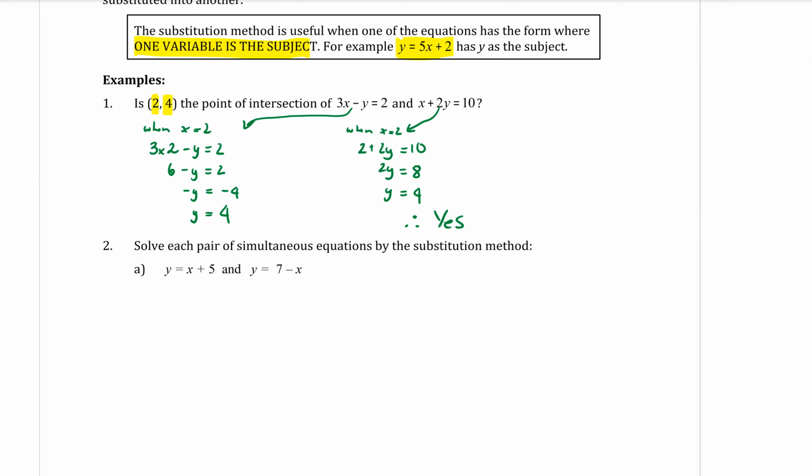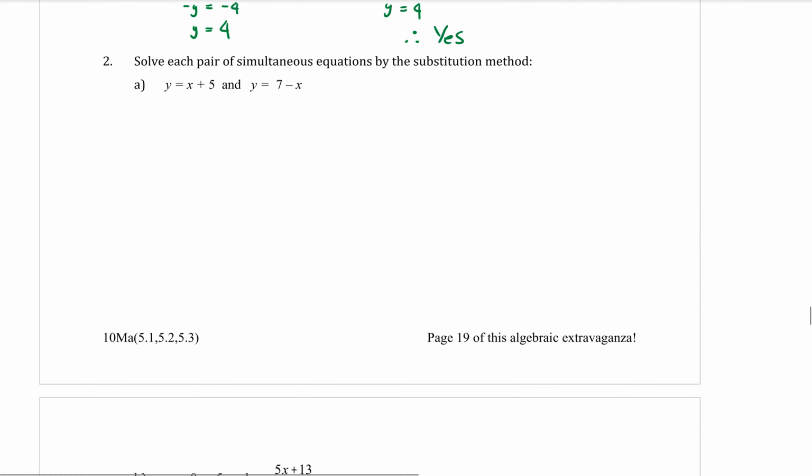Question 2. This is the more typical type of question. This is what you're going to practice over and over and over. We want to use the substitution method to find that point of intersection. So, remember that you always want to have either the x or the y by itself in at least one of the equations. I actually have it in both of them. Okay, I've got y equals x plus 5 and I have y equals 7 minus x.